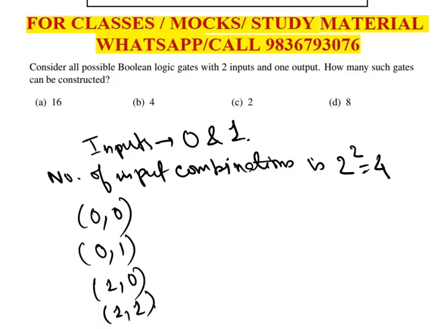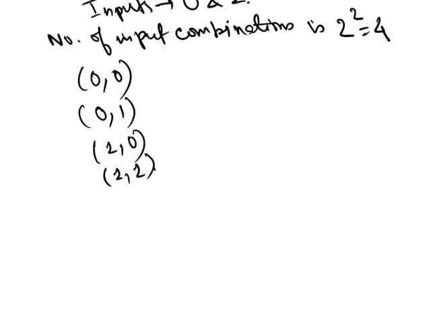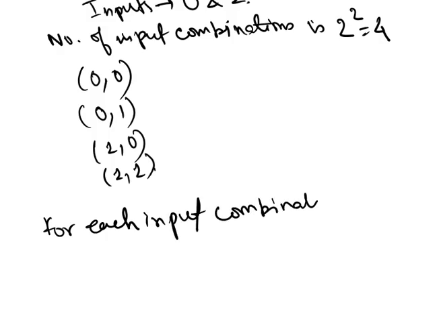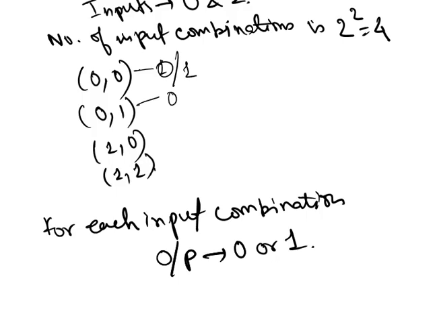For each input combination the output can be 0 or 1, right? So for each of the 4 input combinations the output can be independently either 0 or 1. So this will be either 0 or 1, similarly this will be 0 or 1, similarly this will be 0 or 1, right?